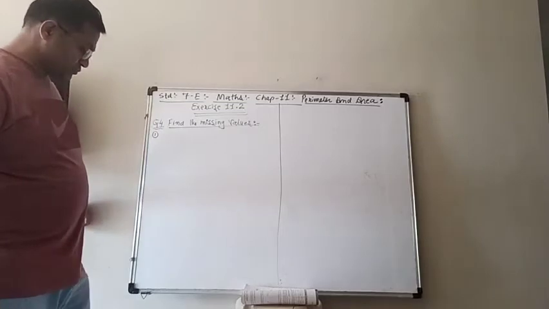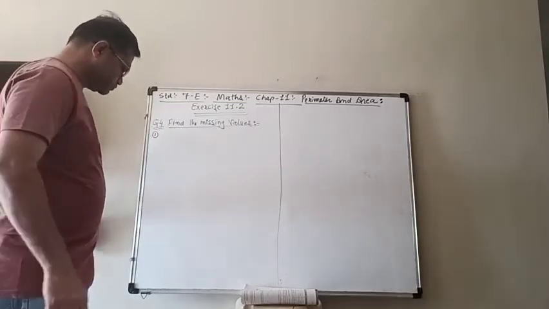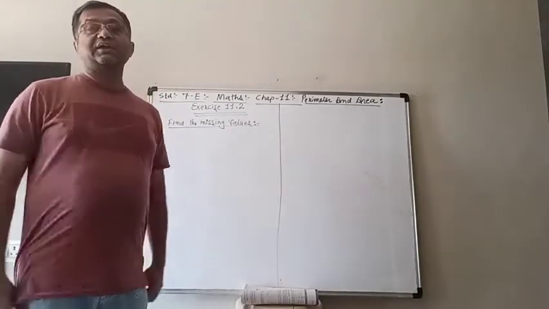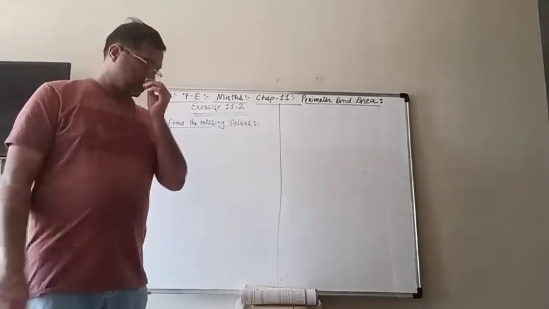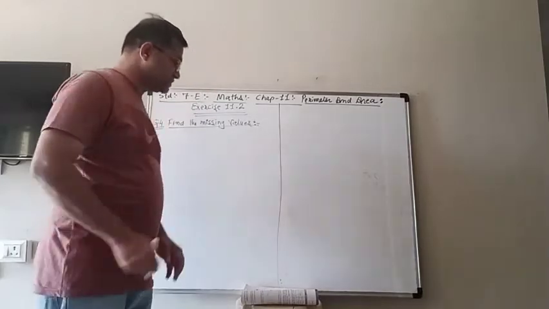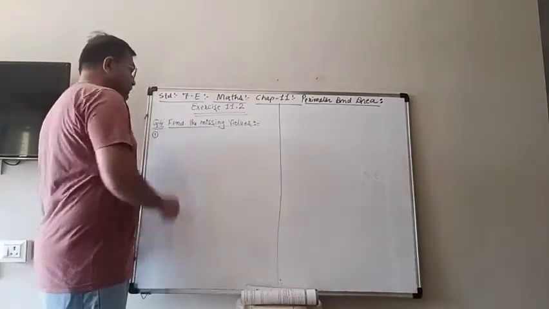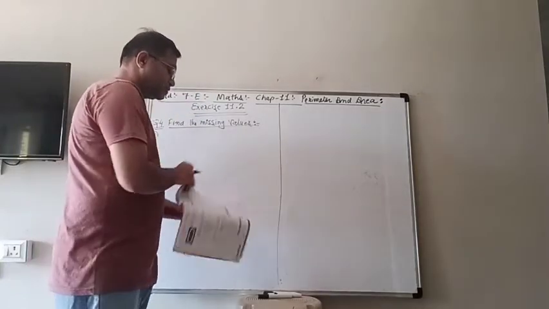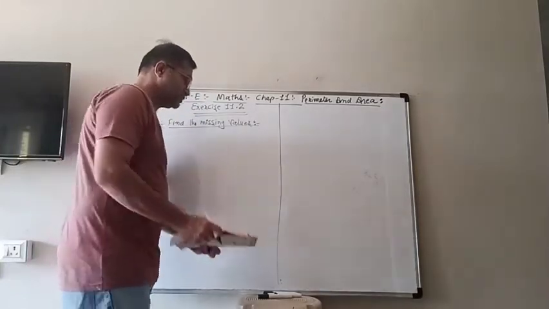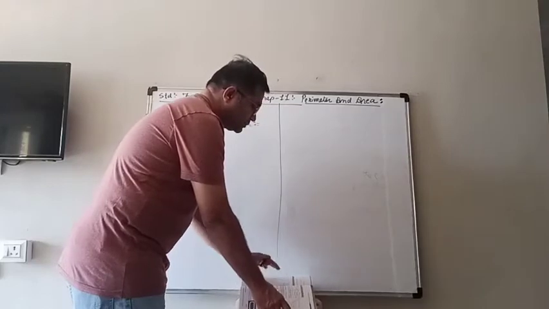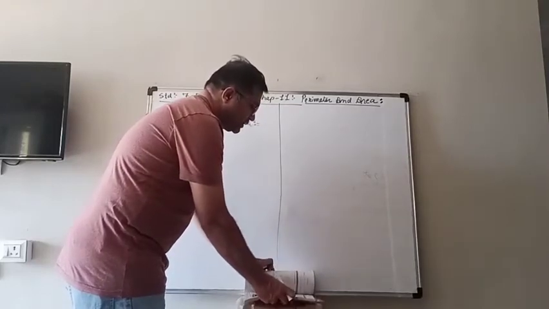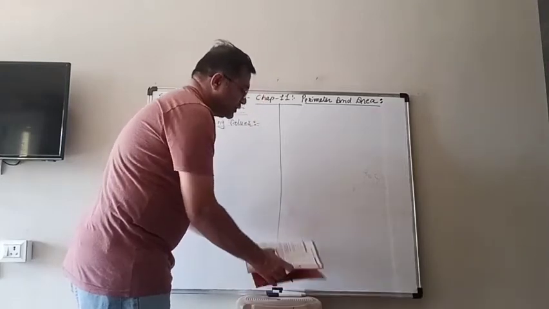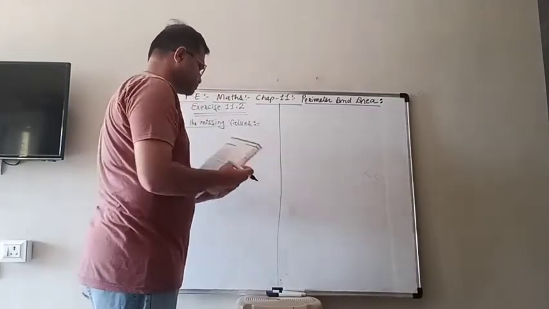As we know, we are doing chapter 11, perimeter and area. Also we started exercise 11.2. Now question number 4, in which the measures of some values are given and some of them are missing. We have to find the missing values.